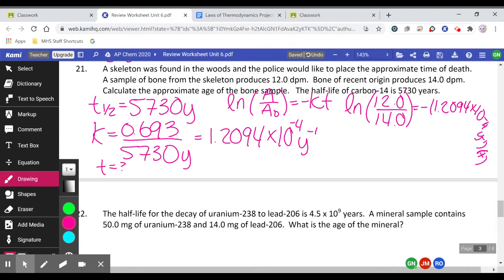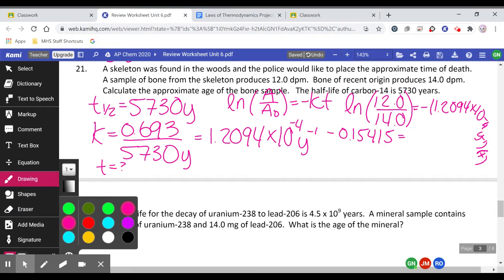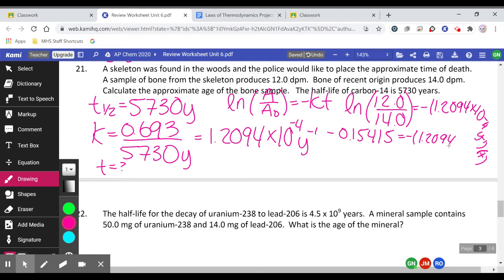Okay. So now on the left side I'm going to enter that into my calculator exactly the way I see it. So natural log, parentheses, 12 divided by 14, close parentheses. And I get negative 0.15415 for this side. Equaling, I'm going to go ahead and rewrite that again, even though I know I don't have room. Equaling our negative 1.2094 times 10 to the negative 4 times T.